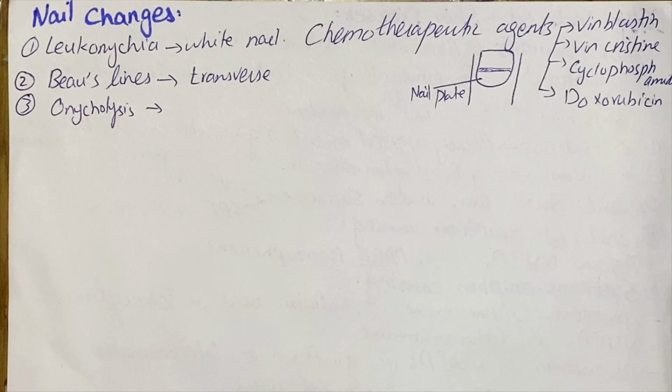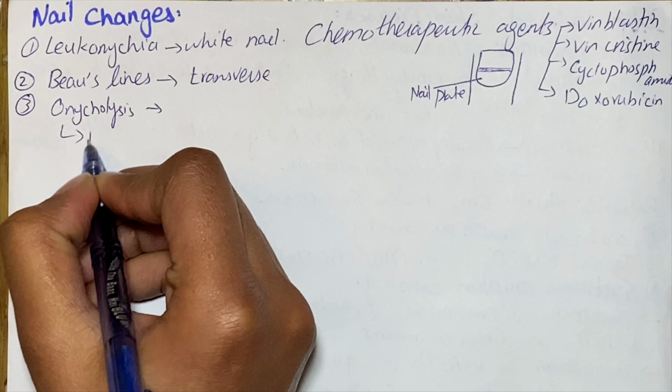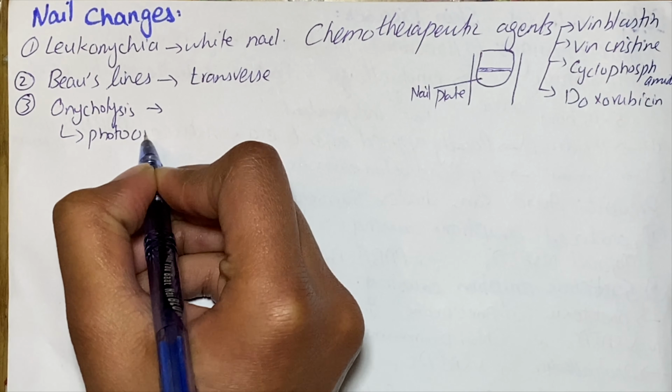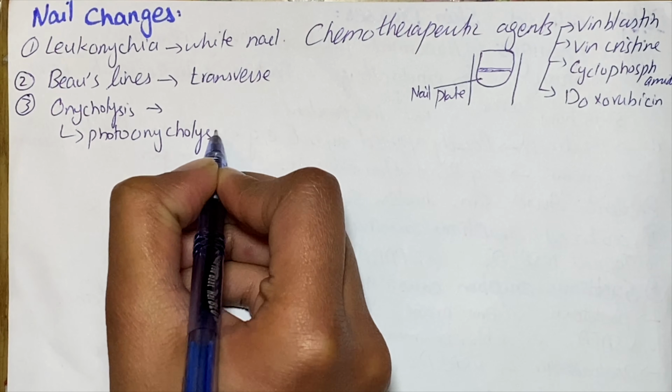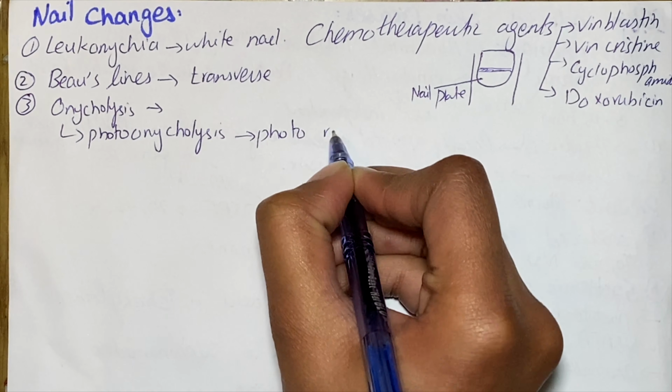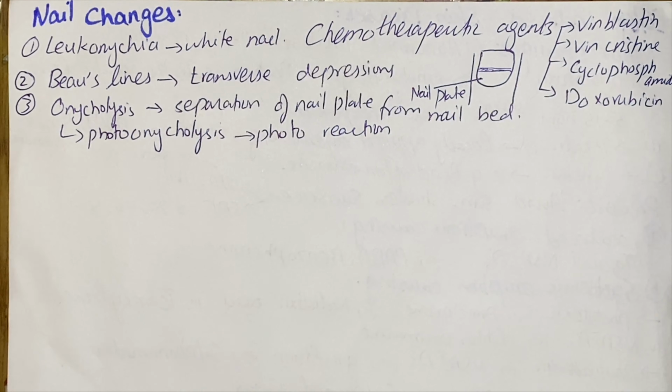And this is why you can even touch this nail that far, but not when it is being attached. So onycholysis can happen because of some drug, but it can also happen because of some light reactions. So when it happens because of some light reaction, it is also called photoonycholysis. It is because of photoreactions. Otherwise, it is simply called onycholysis, which is because of some certain drug.